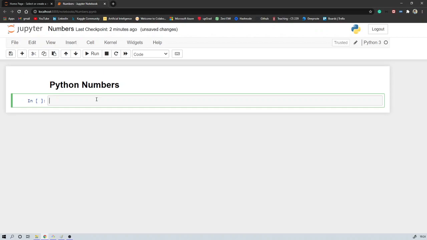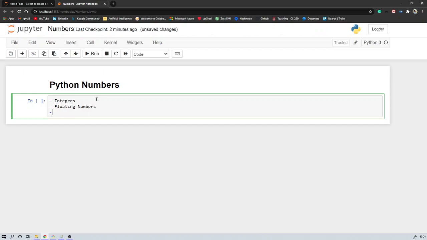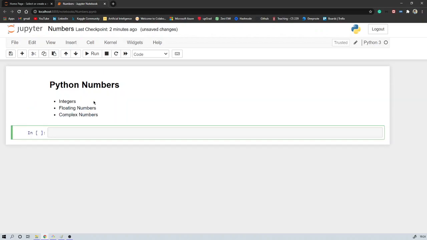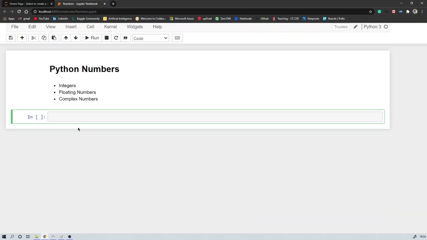Those are basically integers, and then we have floating values, we call it floating values or floating numbers, and then we have complex numbers. So these are the three types of numbers that are valid in Python. Let us look at these examples one by one.